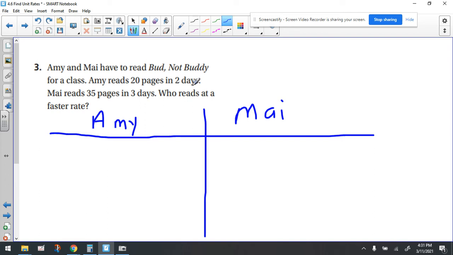Amy reads 20 pages in 2 days. So when we're setting this up, we're dealing with pages and days. Pages and days. And we're going to have that same situation for May. She's going to read a certain number of pages in a certain number of days. But let's get back to Amy.